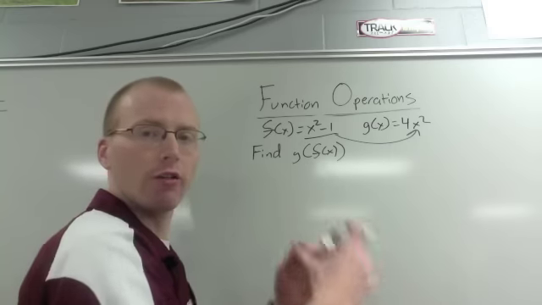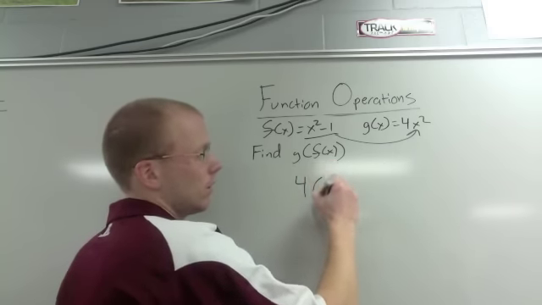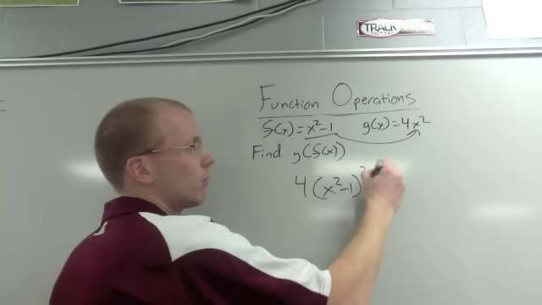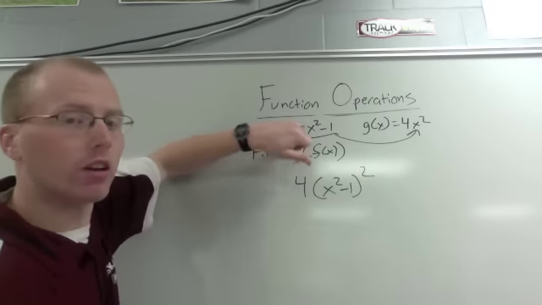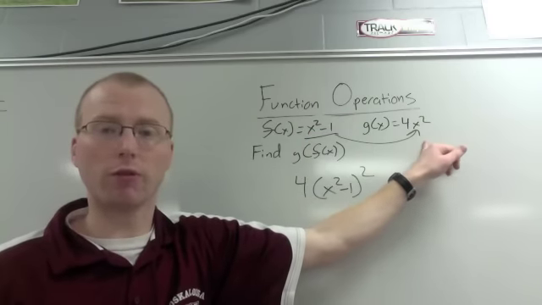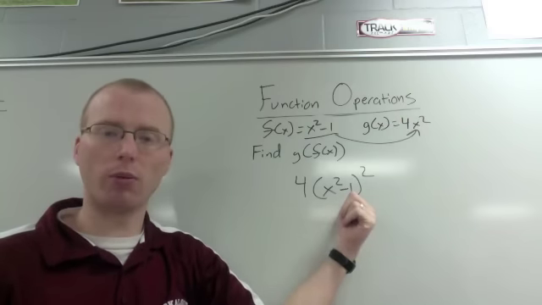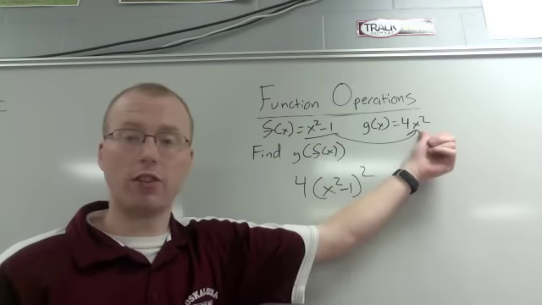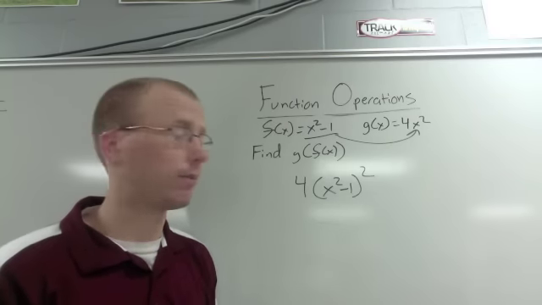So my entire function is now going to become 4 times x squared minus 1 squared, because I've taken my f function, which is x squared minus 1, and substituted it in for x. It now replaces the x. So this is now x squared minus 1 instead of just x. And now we're going to simplify.